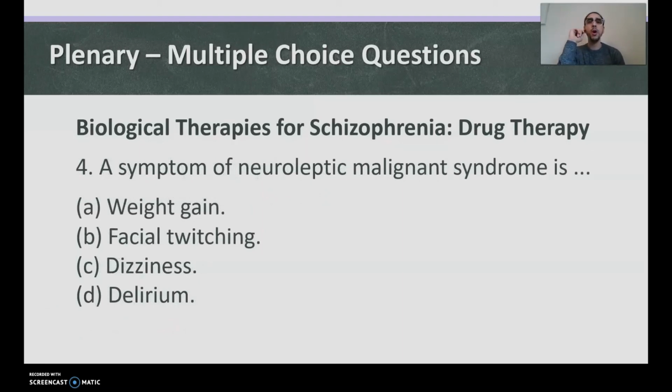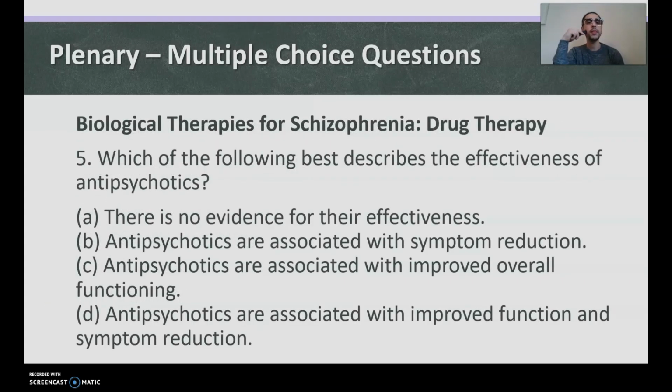4. A symptom of neuroleptic malignant syndrome is what? Which one of these is a symptom? A. Weight gain. B. Facial twitching. C. Dizziness. Or D. Delirium. Oh, I believe it was... What do you think? I think delirium. But I'm tempted by dizziness, but I'm going to go delirium. Yes!